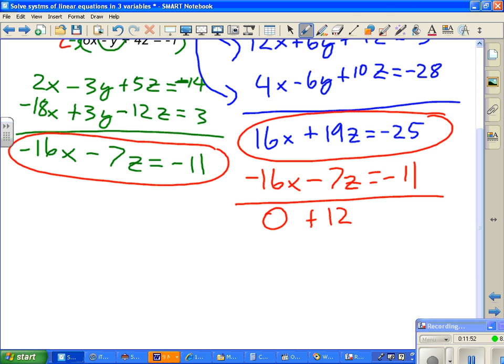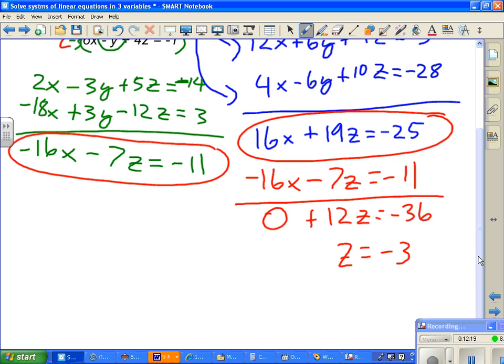Plus 12z equals negative 36. Okay, well, I divide, and z is going to equal negative 3. Now again, this one I ended up with z as the first variable I solved for. The other one was x. Just do what's easiest. Don't make it hard. They're long enough as it is. Try and pick easy variables.